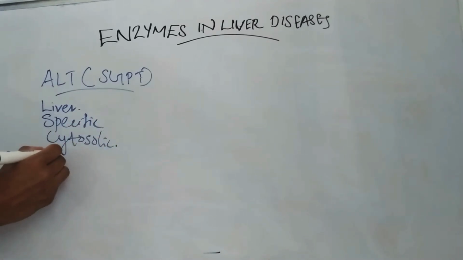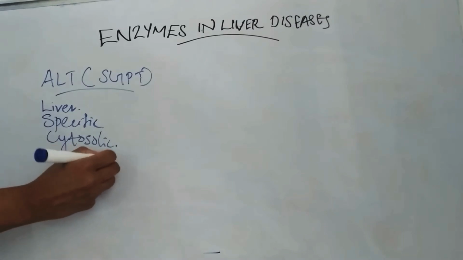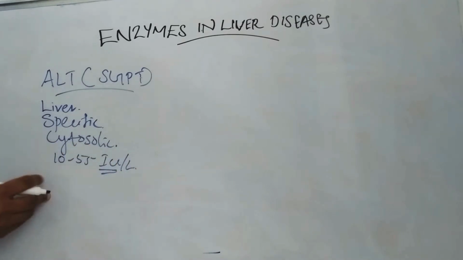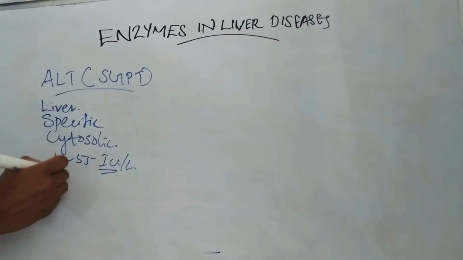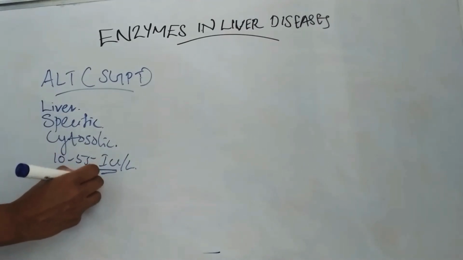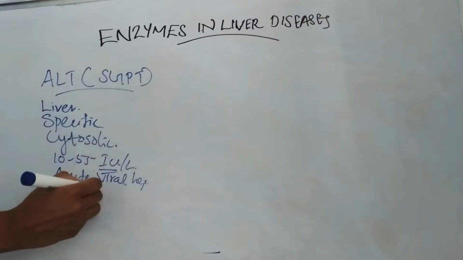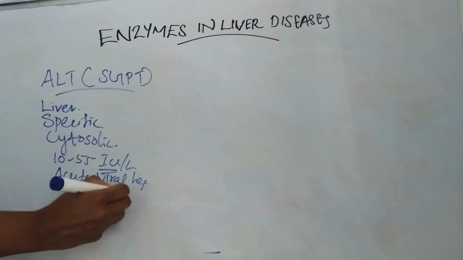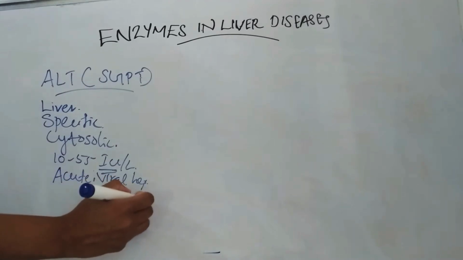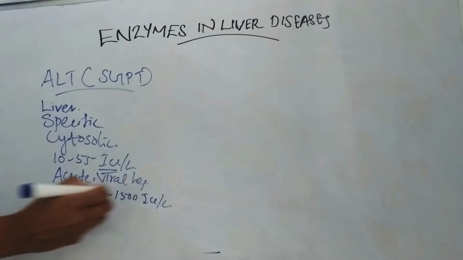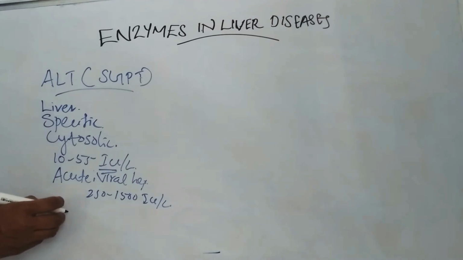Normal value is about 10 to 55 IU per liter, international units per liter. Then the highest values are seen in acute viral hepatitis, that is about 250 to 1500 IU per liter in acute viral hepatitis.